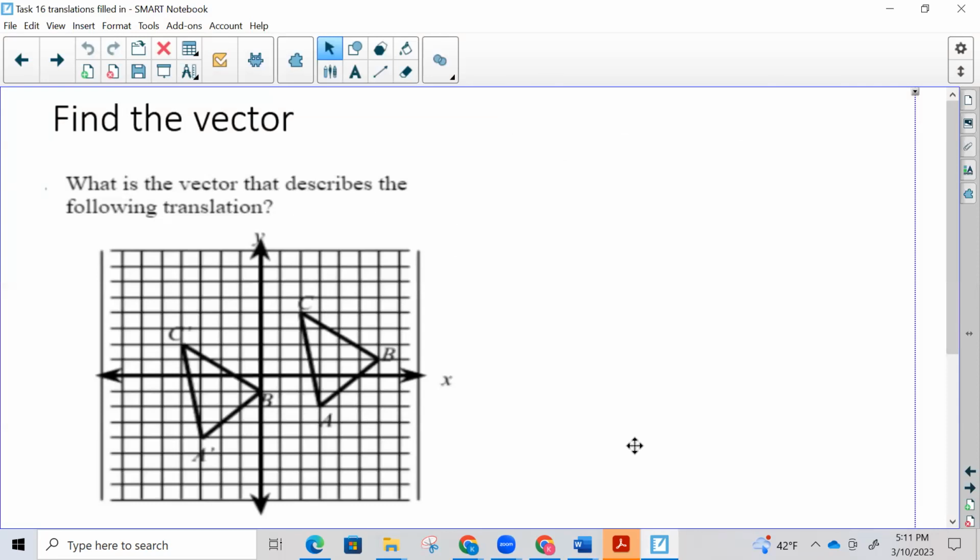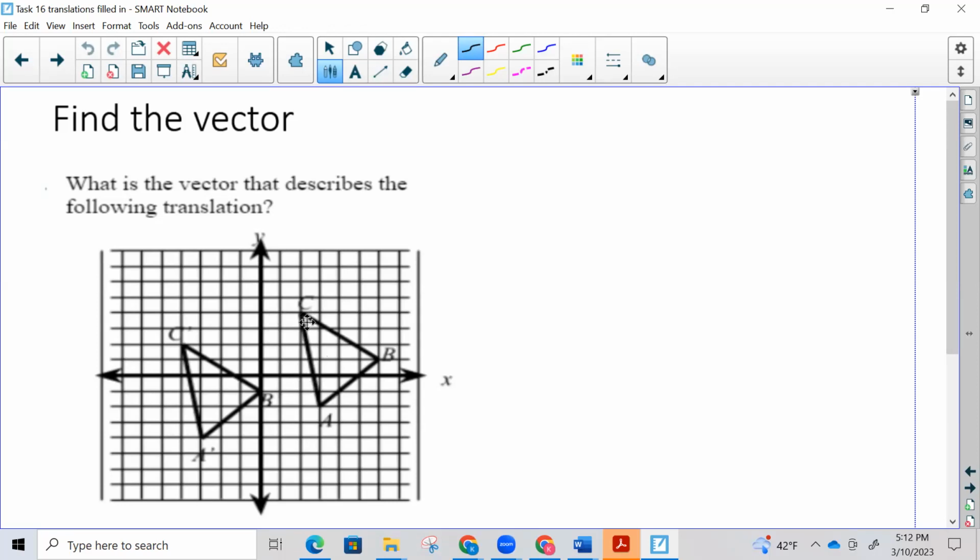So this problem is giving you a picture and it says, what is the vector that describes the following translation? So just in general, one thing on the exam is that they're going to give you a picture and they're going to ask you what type of transformation occurred.